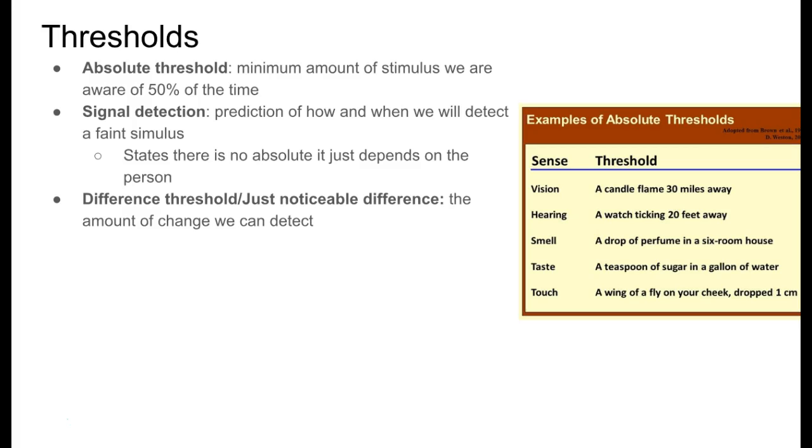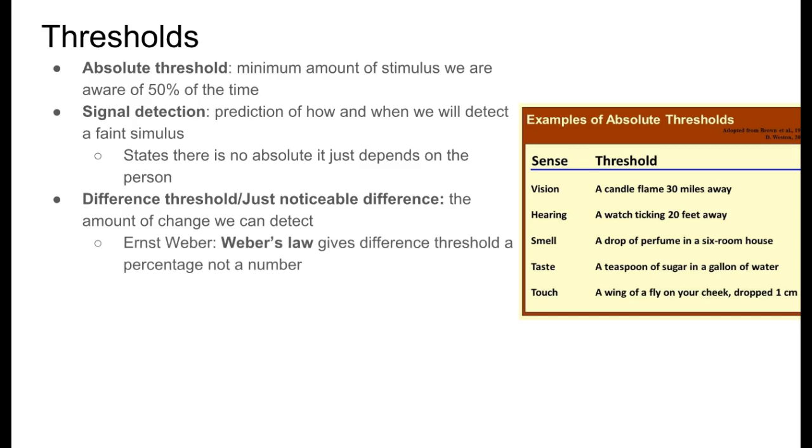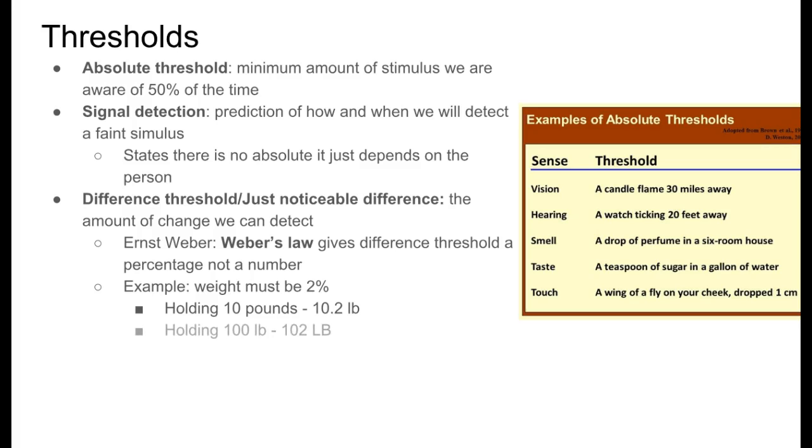A difference threshold, or just noticeable difference, is the amount of change we can detect. Ernest Weber called this Weber's law, and essentially what he said is that it has to be a percentage. It's not a number. And the best example of this is weight. For weight, it has to be a 2% change in order for somebody to notice a difference. So if you hold 10 pounds, in order for you to notice that there's a difference in the weight you're holding, it has to be 10.2 pounds. So if you're holding 100 pounds, it has to be 102 pounds for you to notice the difference.